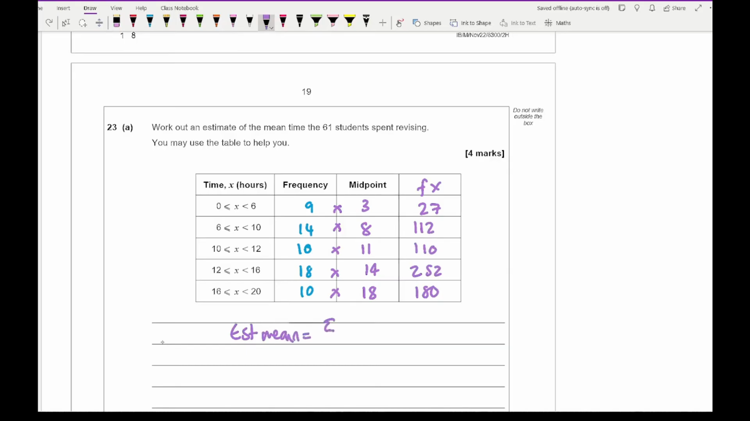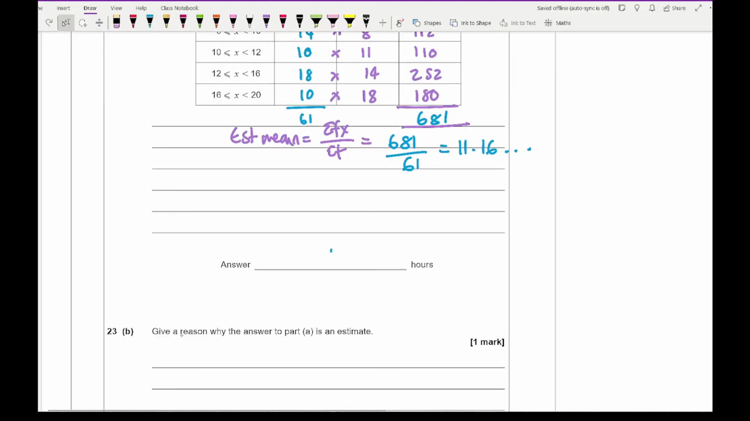Now the estimated mean is going to be the total of fx divided by the total frequency. So it's going to be the total of this number here. If I add up all of those numbers, I get 681. I add up the total frequency, and that's 61. So it's going to be 681 divided by 61, and that gives me an answer of 11.16, which I'm just going to round to 11.2, and that's to 1 decimal place.